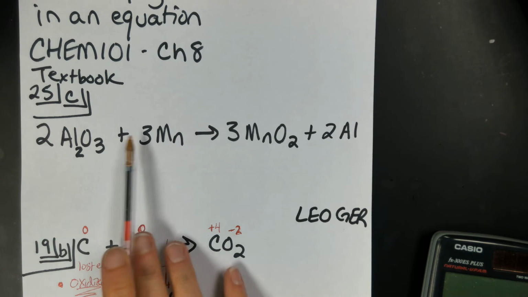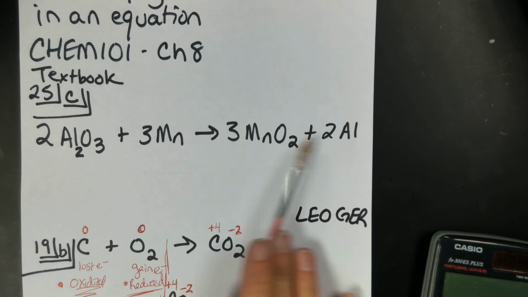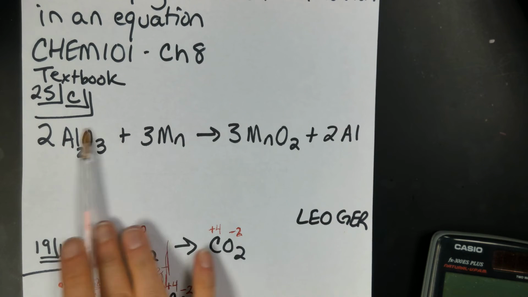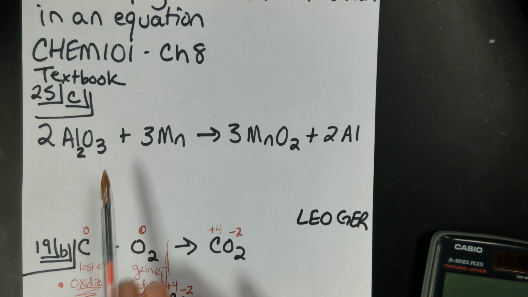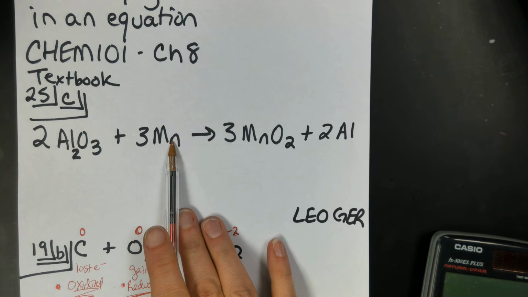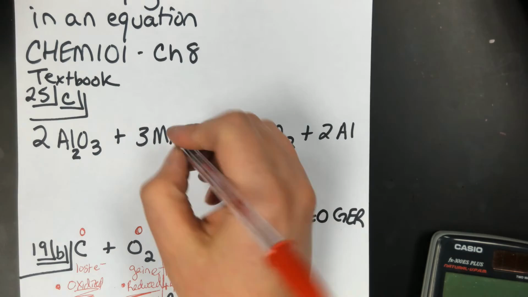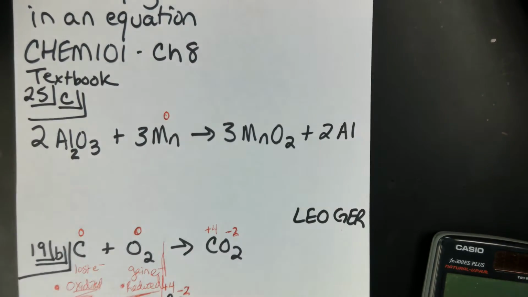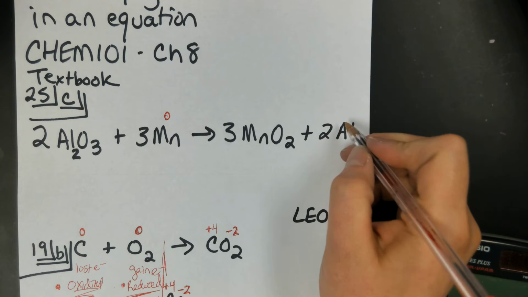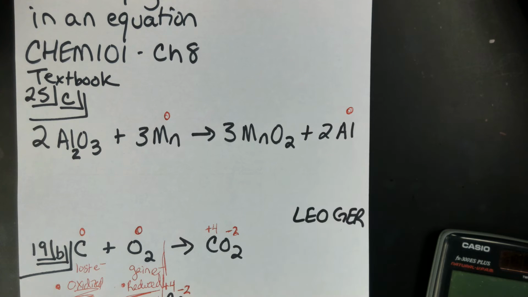Now I don't care about these numbers in front, these coefficients. What do we care about? The formulas when we're determining oxidation. So let's do the easy ones first. Manganese is by himself, right? So he has an oxidation number of 0. What else is by itself, an elemental? Aluminum. So he's also 0. So that's easy, sort of, right?